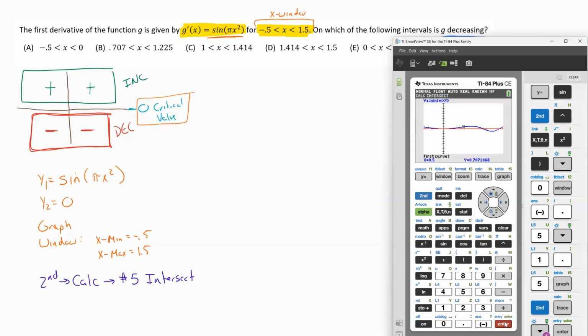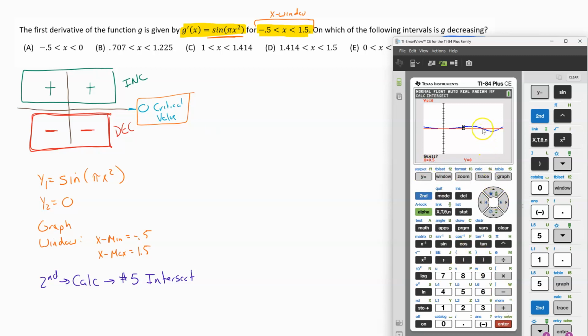It's going to say, is this the first curve? It's on the first curve automatically for you. Go ahead and hit Enter. It'll then switch to the second curve automatically and ask you if this is the second curve. Yep, that's the second curve. Go ahead and hit Enter. It's the third question, the guess, that really matters.